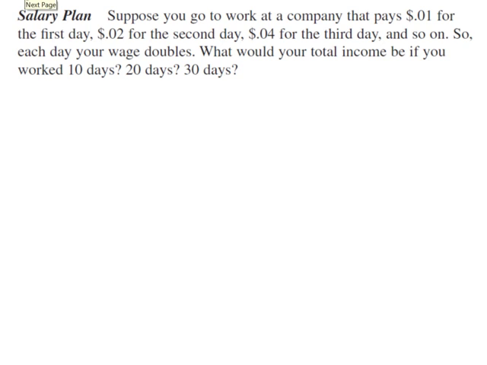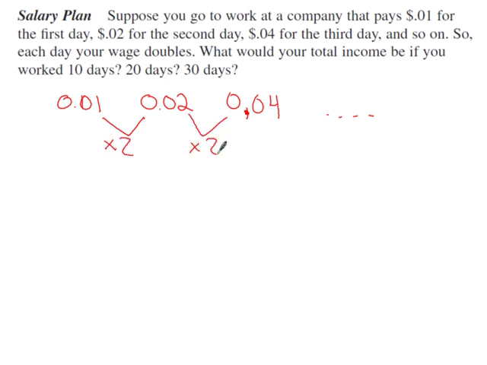Suppose you go to work for a company that pays you 1 cent on the first day. It pays you 2 cents on the second day, 4 cents on the third day, and so on. Each day your wage doubles. Well, yeah, it does, because from 1 cent to 2 cents we're going to take times 2, take times 2. We're going to find what your total income would be after 10 days, 20 days, and 30 days. So the total income would be the sum of the first 10 days.